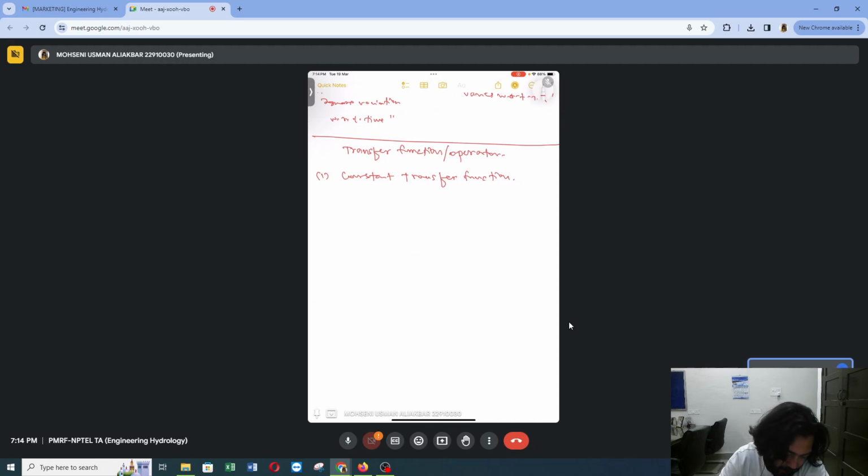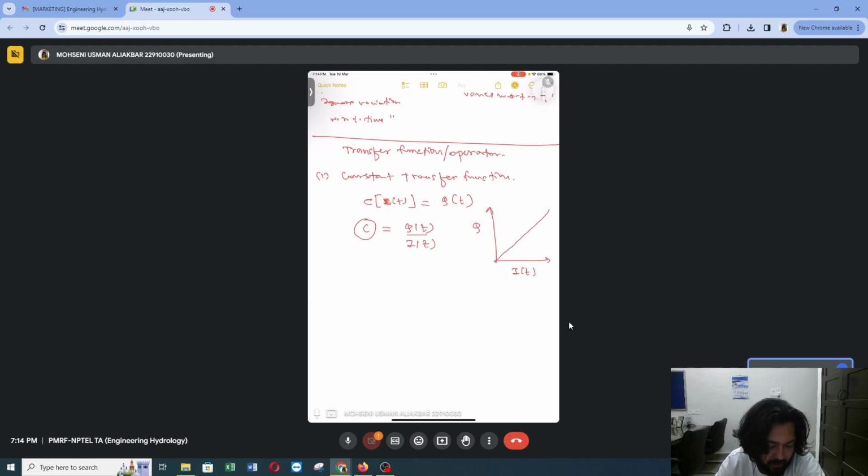So we can say that C times input, which is a function of t, is equal to Q of t, right? From here we can get the constant transfer function as Q(t) by I(t). If you want to look at the graph also, we can say that this is the inflow, this is the outflow, and there is a linear relationship which is given by C. But this is not the case always, right?